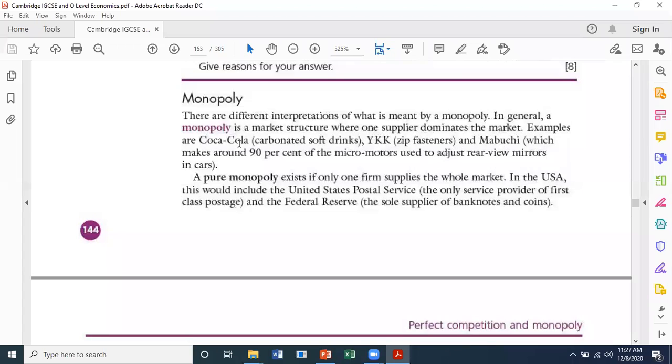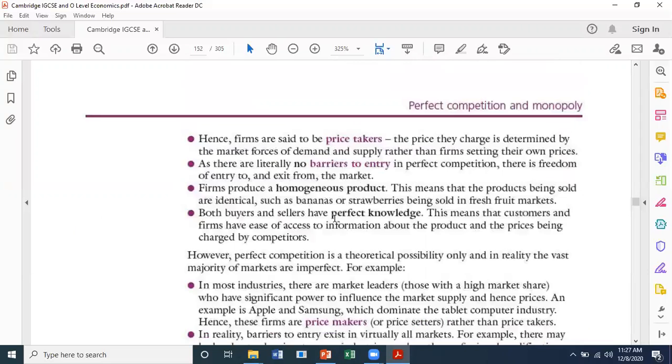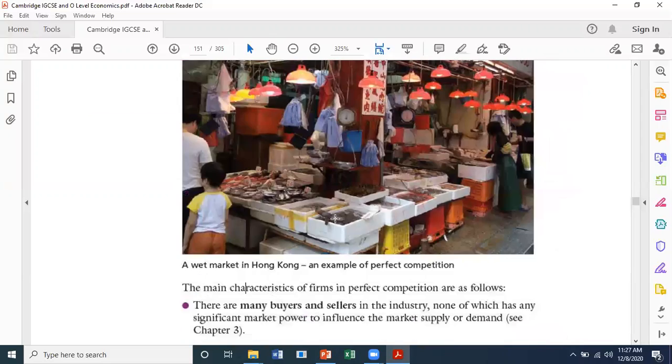Examples are Coca-Cola, YKK Zip, Popular, or we have Microsoft, one of the examples. A pure monopoly exists if only one firm supplies the whole market. In the USA, this would include the United States Postal Service. In Pakistan, we may have KE, Karachi Electric, and just like I told you, Coca-Cola and Pepsi, there are like two companies that are there, okay.